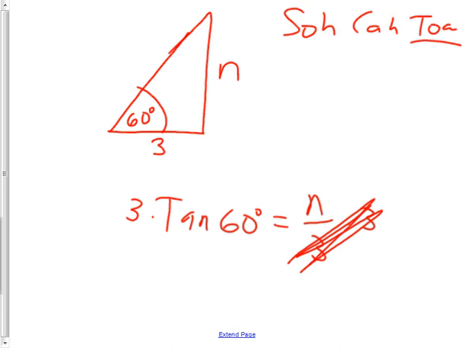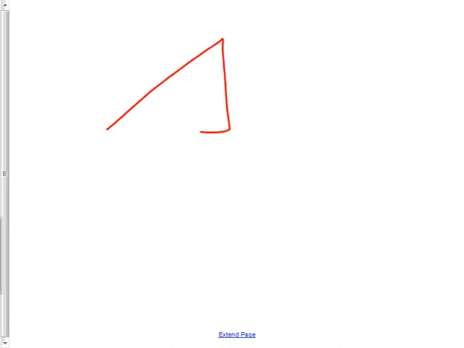All right. Do another one like that. This time it's a 30-degree angle. And this side here is 7. And this side here, I don't know. I'm going to call it an x.